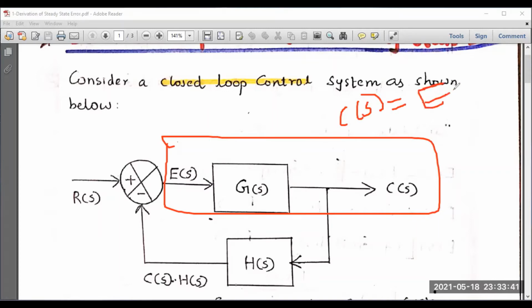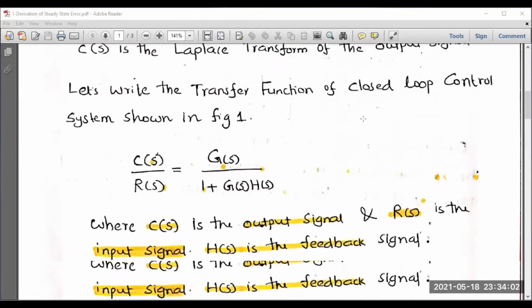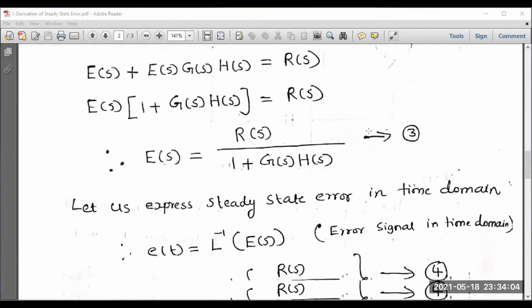Okay, only you see the particular block. E of S into G of S. G of S is the loop transfer function. So this is also another way to interpret or notate C of S. C of S is the output. C of S equal to E of S times G of S. This is also another equation related to this particular derivation. Please call it as equation number 2. Any doubts you can put up in the comment box.